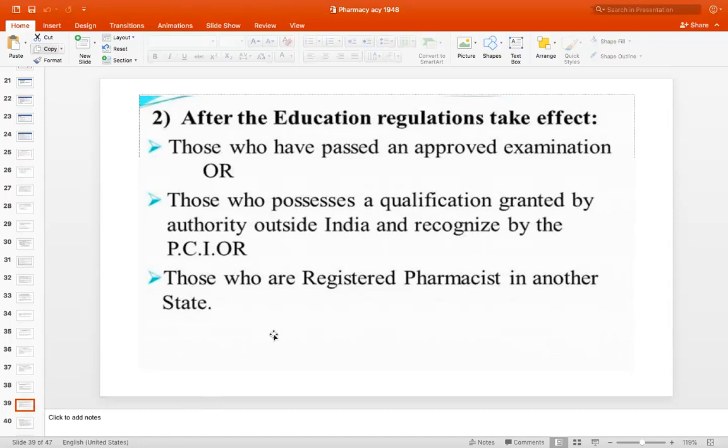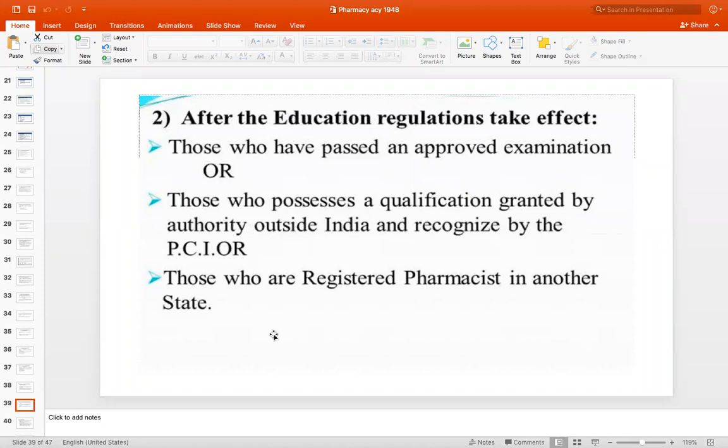You can register in the subsequent register. Now, after education regulations take effect, now that education regulations are formed in that particular state, those who have passed an approved examination or those who possess a qualification granted by an authority outside India and recognized by PCI.